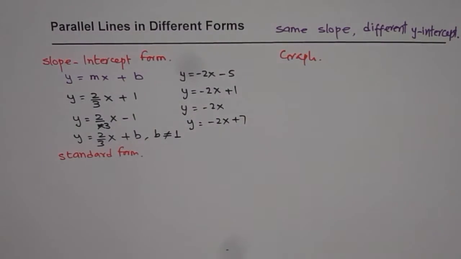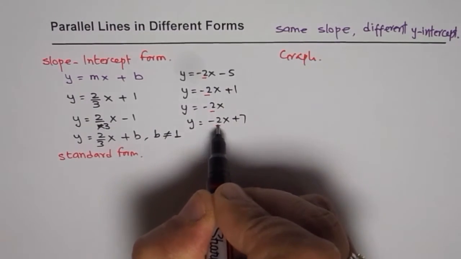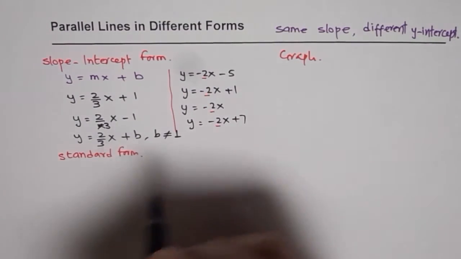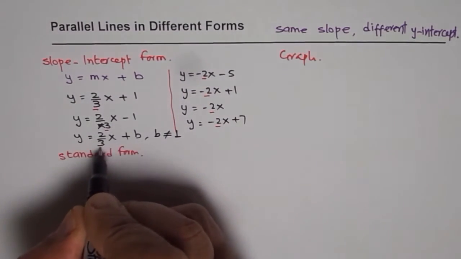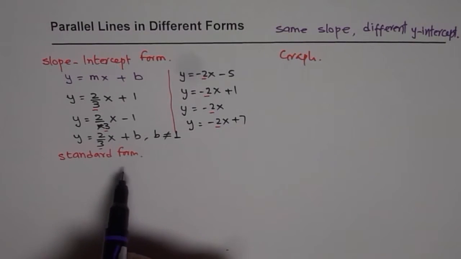So what we notice in parallel set of lines is that their slope is same, right? So this is one set of parallel lines, and this is another set of parallel lines when the equation is written in slope-intercept form. Now let's look into the equation written in standard form.